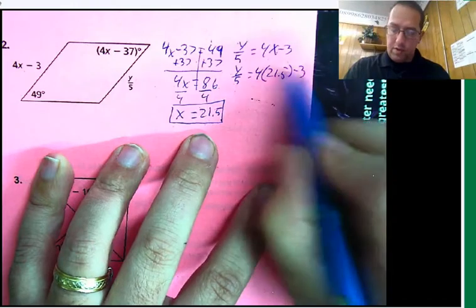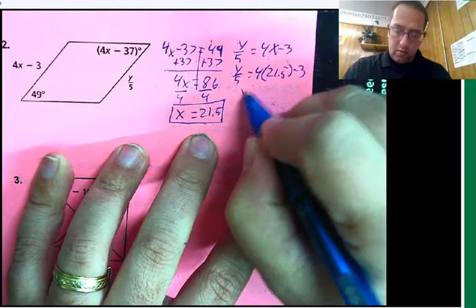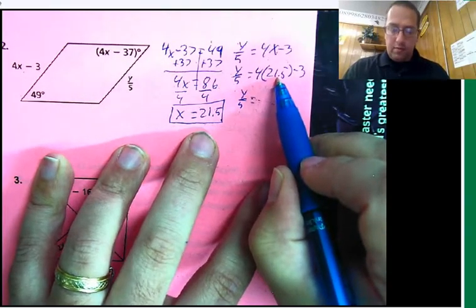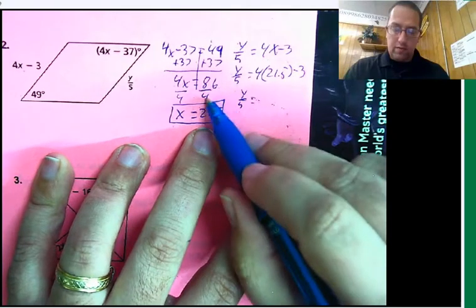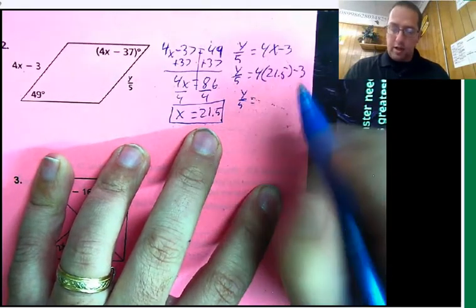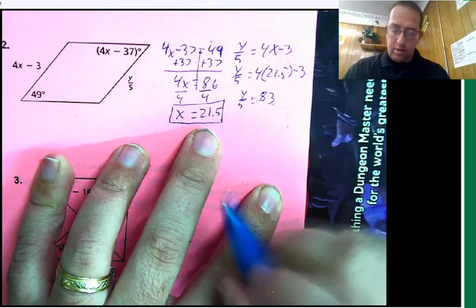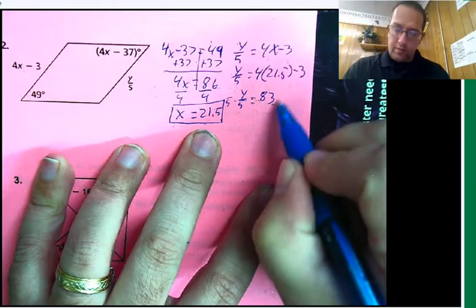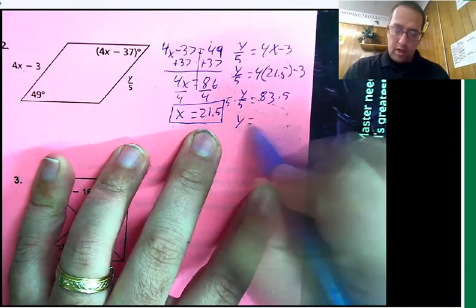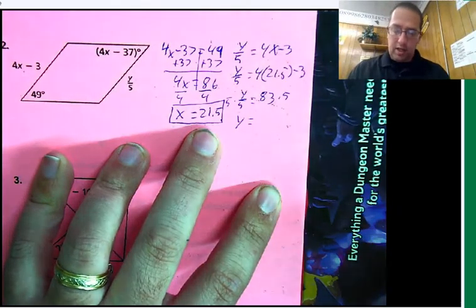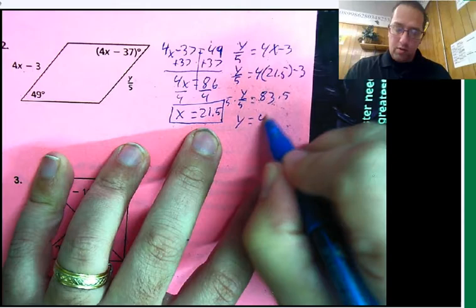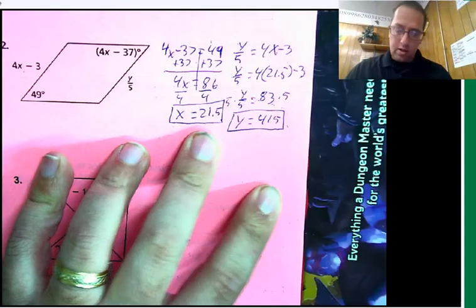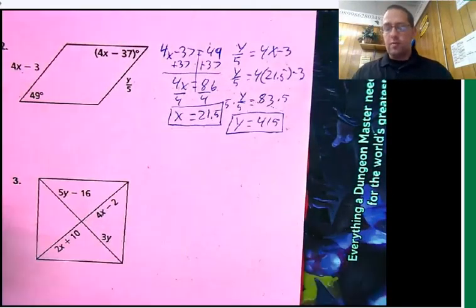Alright, so first thing we want to figure out what this equals. So we have y divided by 5 equals 4 times 21.5. Well, that's 86, because that's how I got the 21.5, isn't it? So that's 86 minus 3 is 83. Now we got to get rid of the 5, so we're dividing by 5. We do the opposite. We multiply by 5 on both sides, and y equals 83 times 5, which is 415. And there's our answers there. Hopefully that's what you got.